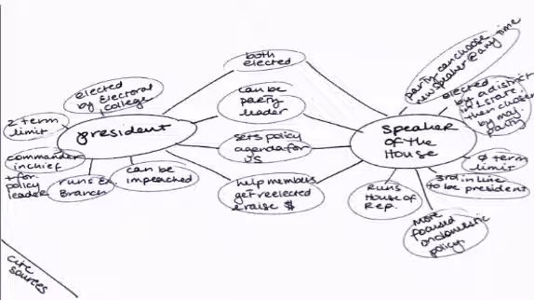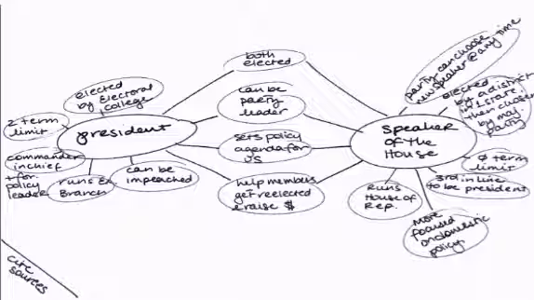So, for example, this is one that I did comparing two different positions within the U.S. government, the American president with the Speaker of the House. Things that they have in common are that they are both elected, they can be the party leader, they set the policy agenda for the United States, and one of their responsibilities is to help members get reelected and to raise money for them.